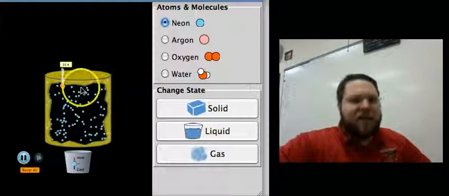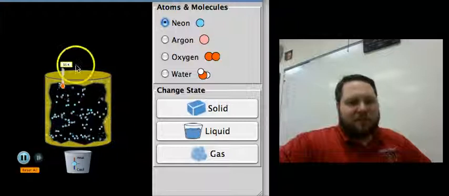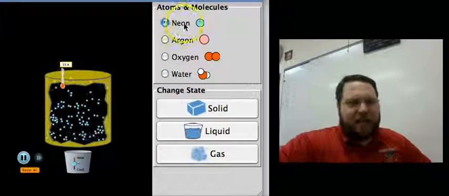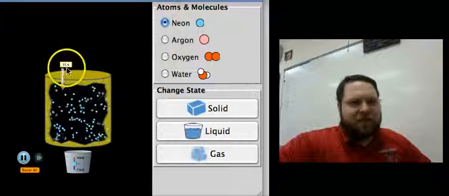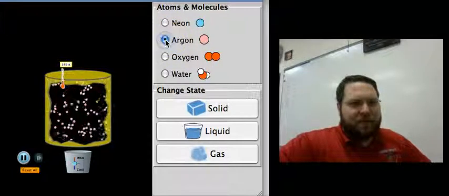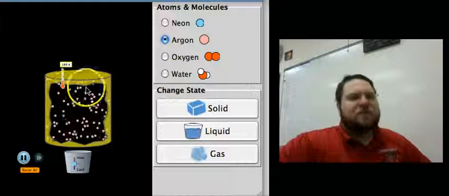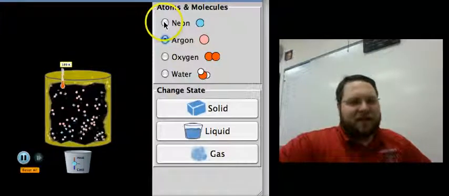mass and speed. I'm going to not change the speed of these at all, but change the mass, and I want you to watch what happens to the temperature. I'm going to go from neon to argon. Argon is heavier than neon, and I want you to watch what happens to the temperature without speeding these up. Just by changing to a more massive type of atom, the temperature has gone up.